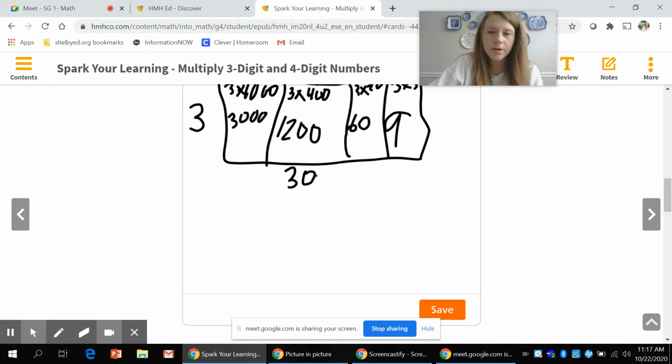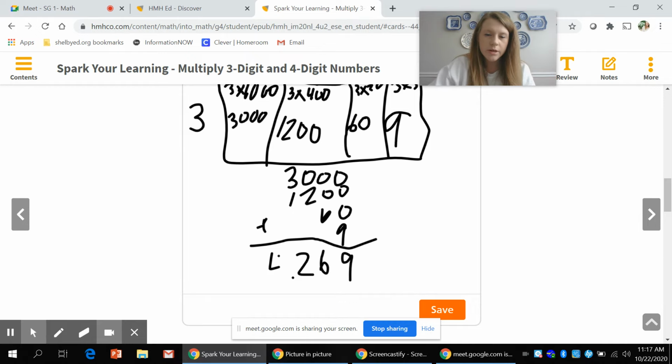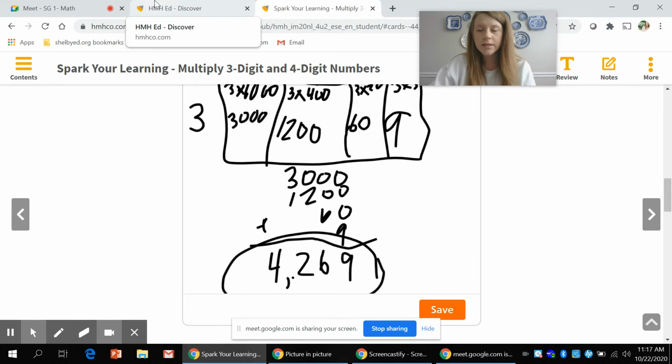Add them all together. 3,000 plus 1,200 plus 60 plus 9. Okay, add our ones: 0 plus 0 plus 0 plus 9 is 9. 0 plus 0 plus 6 is 6. 0 plus 2 is 2. And 3 plus 1 is 4. So our answer is 4,269.